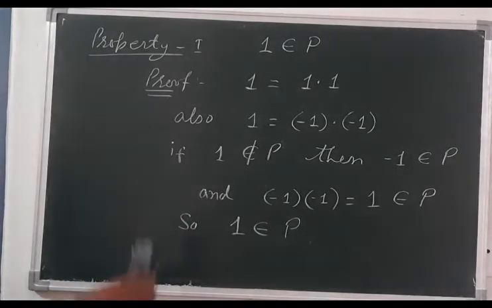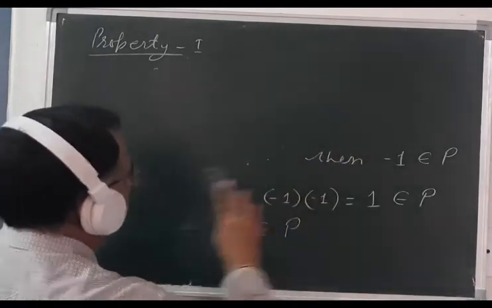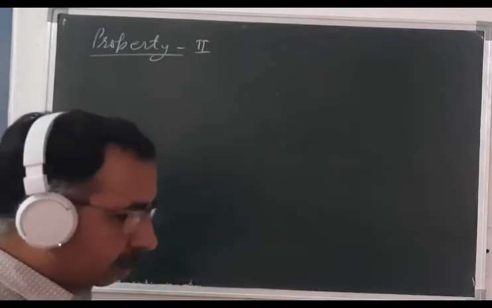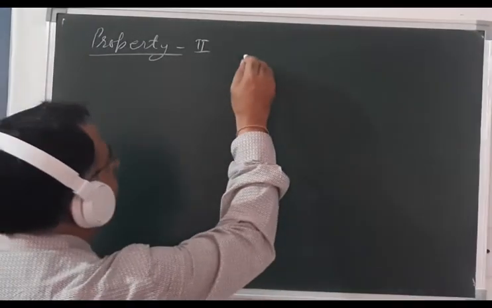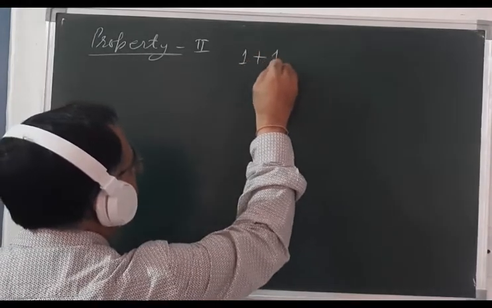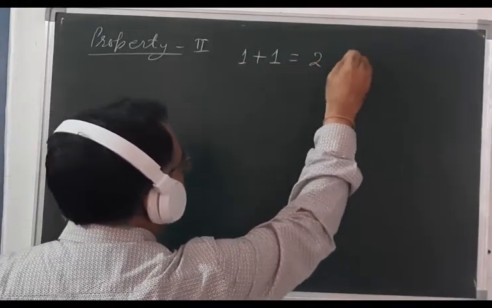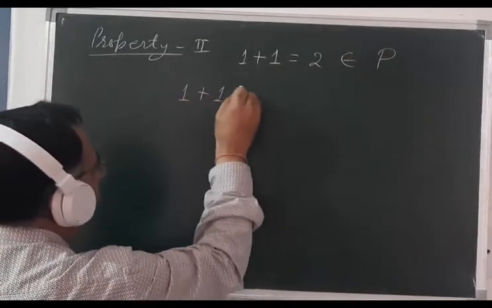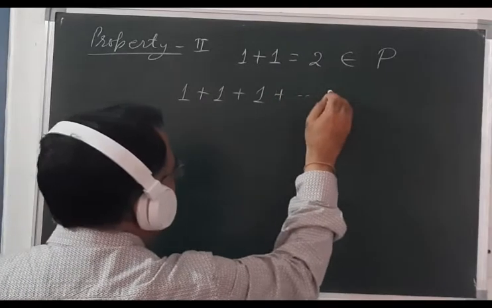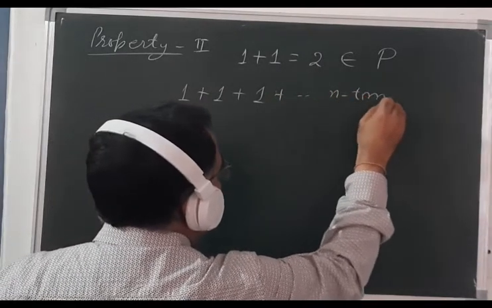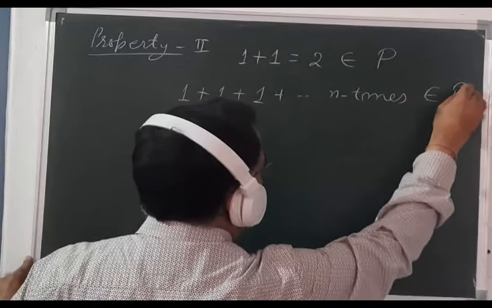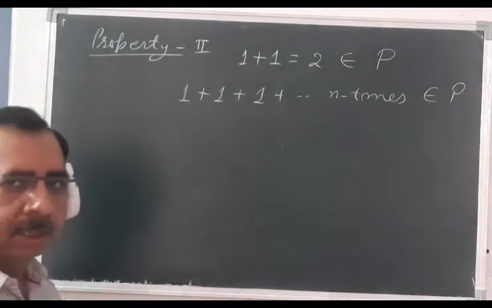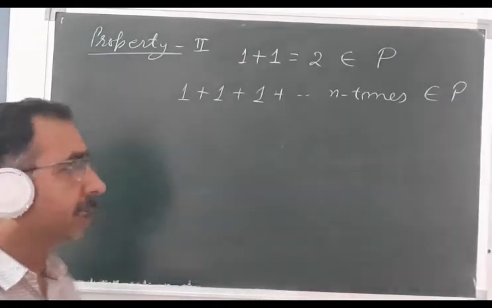The elements of P will be called the positive real numbers. So I have proved that 1 is a positive real number. Let's go to property 2. Since P is closed under addition, it means 1 plus 1, which is 2, belongs to P. 1 plus 1 plus 1, and so on up to n times, belongs to P. It means all natural numbers belong to P.